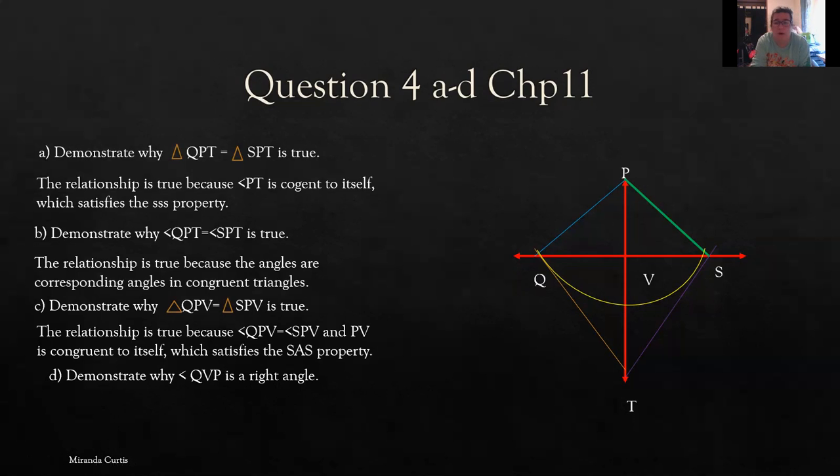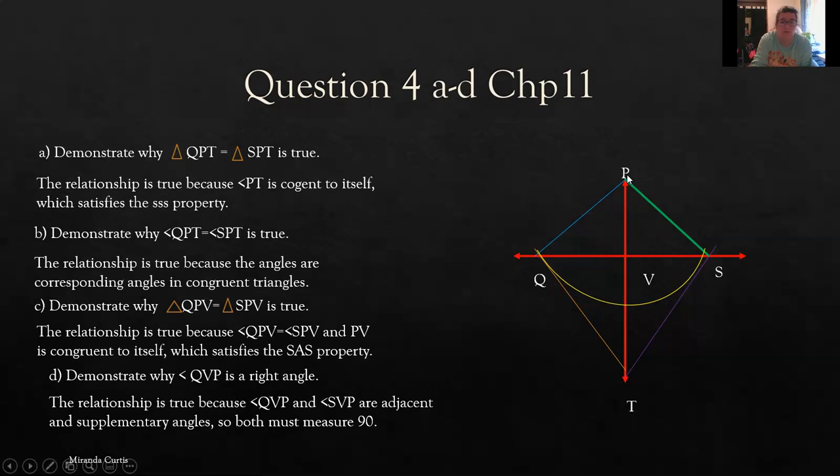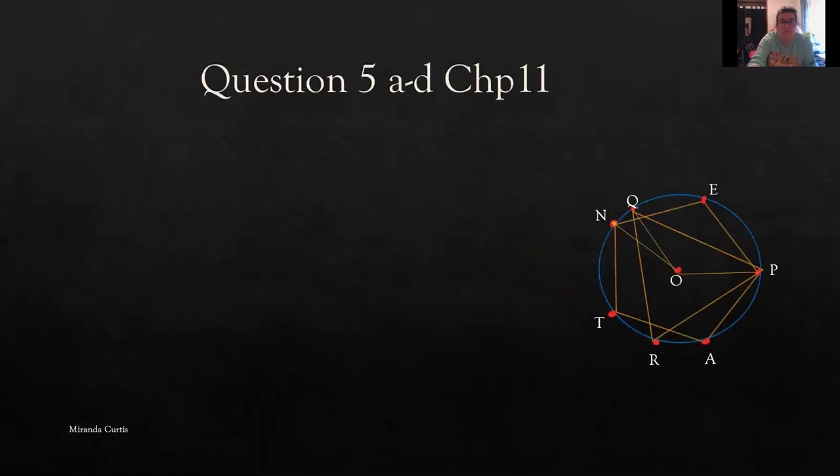Okay, it says demonstrate why angle QVP is a right angle. Now, if you look over here at QVP, you notice that it's a triangle. So in order for it to be a right angle, it has to equal 180, which we could tell this is. So we know the relationship is true because angle QVP and angle SVP are adjacent and supplementary angles. So both must measure 90. So they both have 90.